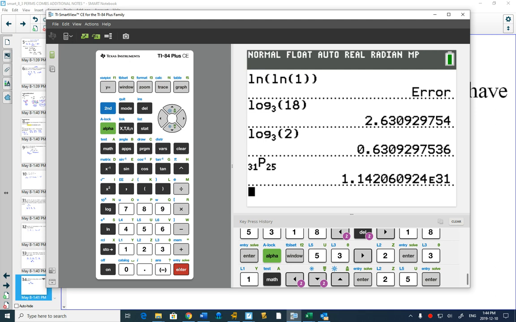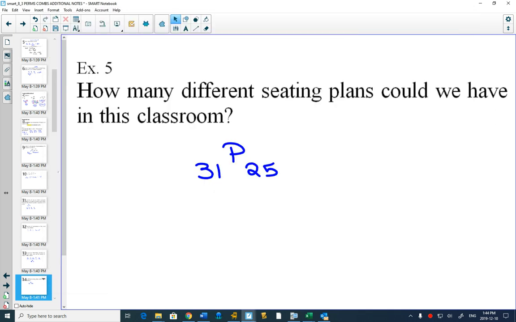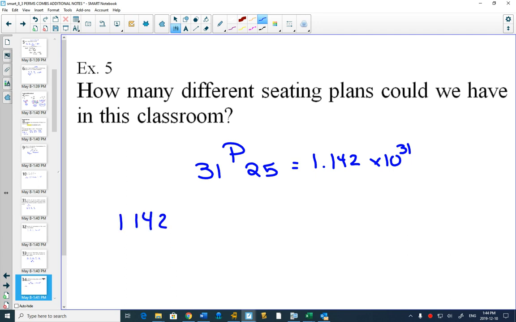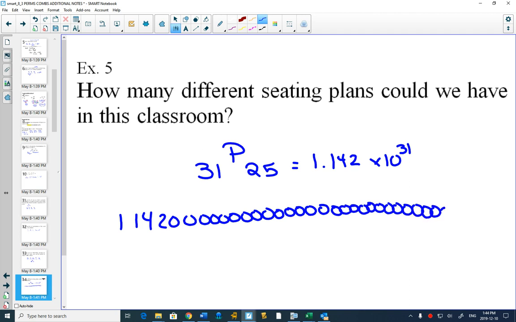1.14. See that E to the 31 at the end? 1.142 times 10 to the 31. That's how big that number is.